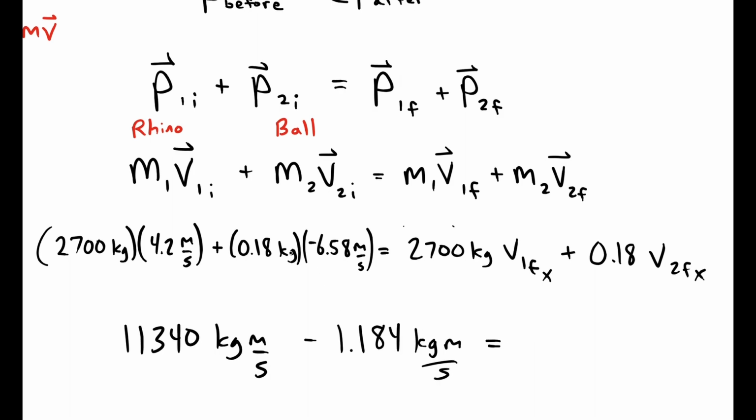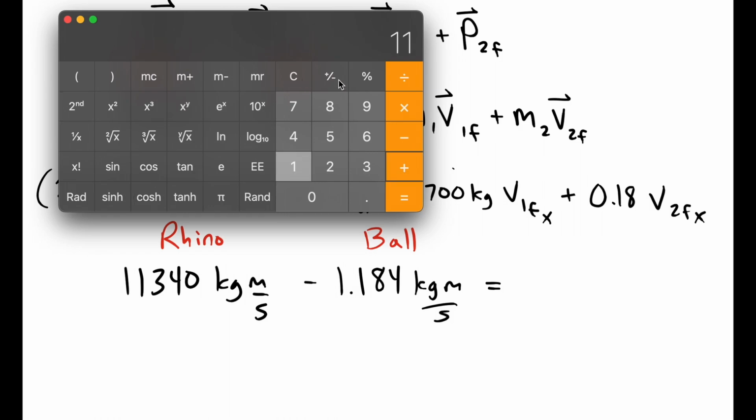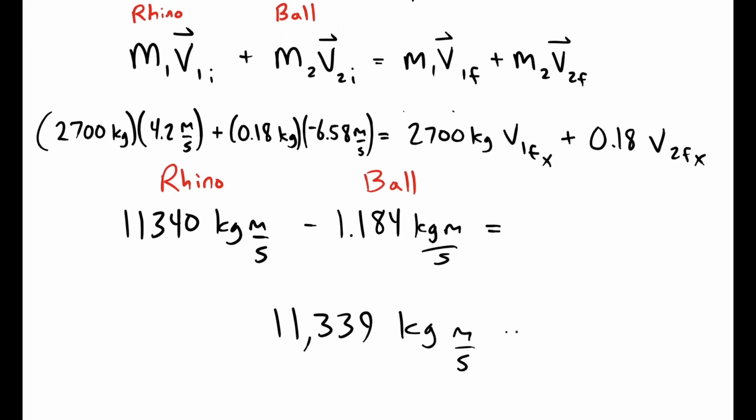As you can see, the rhino has a ton of momentum. Got a lot of mass, moving at a high speed, but the ball has hardly any. That's significant when it comes to the result of this collision, right? So let's subtract here. The sum of their momentum is 11,339 in the forward direction, and that has to be conserved.